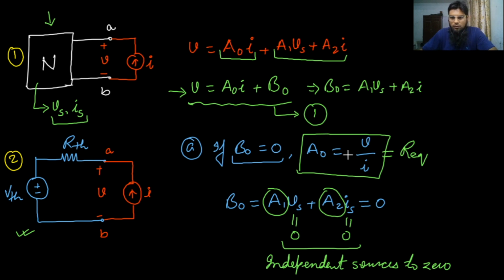So in this way, in this network also, we can see that when we put B naught to 0, what is happening? This network is now reduced to a passive network because all the independent sources are put to 0. So this is a passive network now, meaning it contains only resistances in this case. Now this current I is an external source. We know the value of this current I and we calculate the ratio V by I to get the value of A naught. So this is actually giving the equivalent resistance of the network.